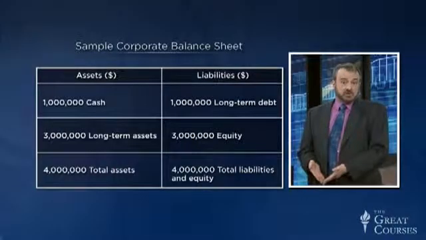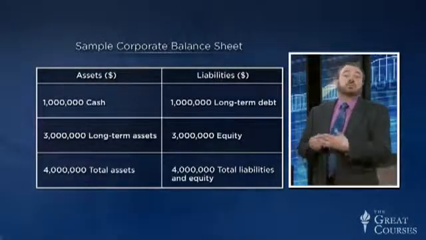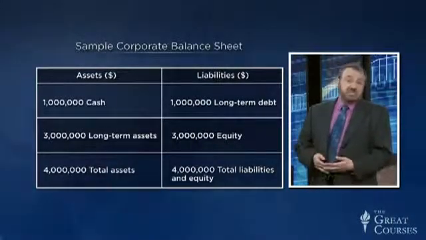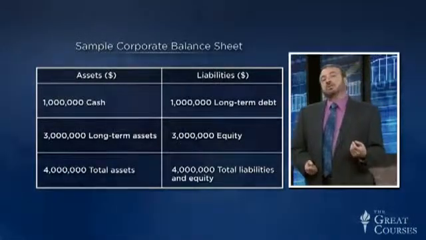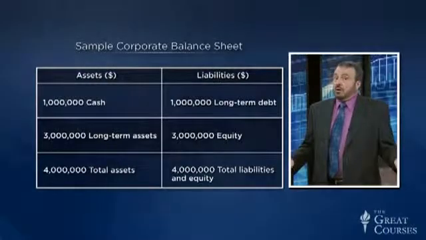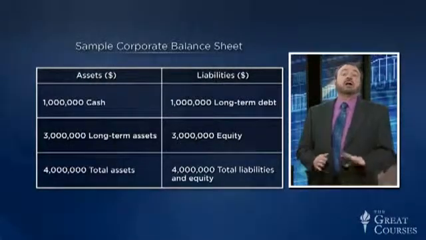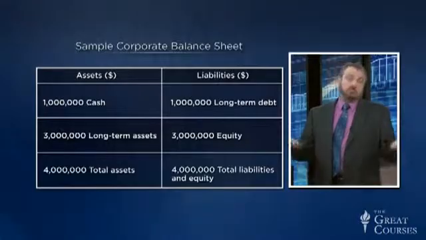The right side of the balance sheet, the liability side, tells us where the company got the money. The left side, the asset side, tells us where it went. Every dollar that came into the company went somewhere, so the two sides of the balance sheet have the same bottom line. They balance.